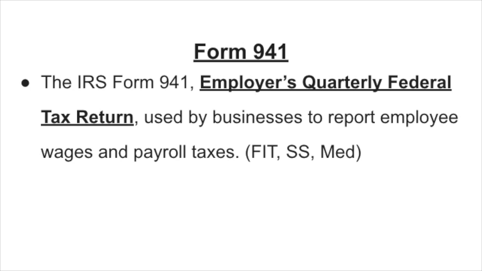The IRS Form 941, Employer's Quarterly Federal Tax Return, is used by businesses to report employees' wages and payroll taxes. It includes the federal income tax, Social Security, and Medicare tax that is paid both by the employee and the employer. And the purpose of the Form 941 is to provide IRS with the report of employers' total taxable wages paid and total taxes withheld that are matched with the total deposits and wage and tax information provided to the employees on W-2 form.